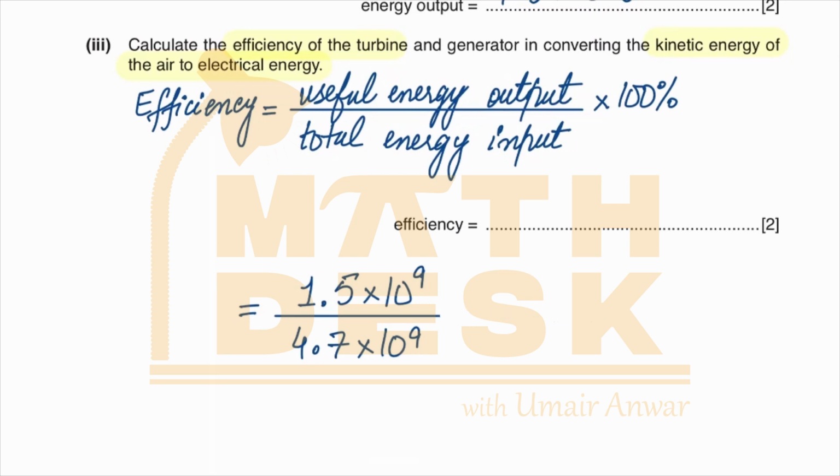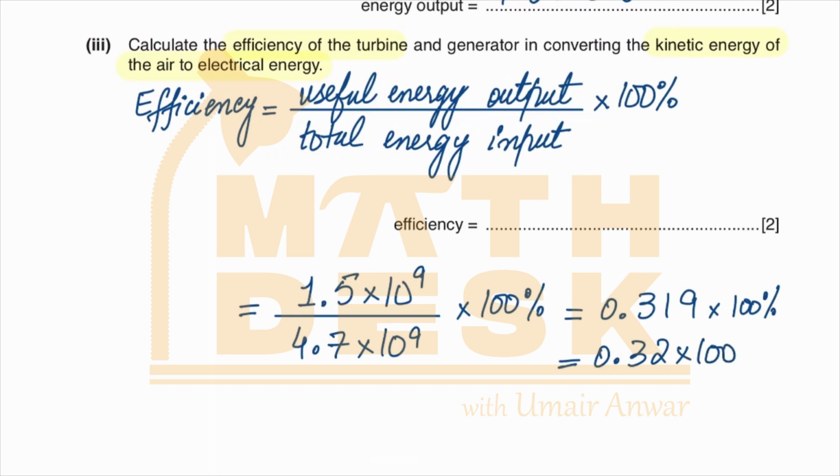And since we are giving our answer in the percentage form, we would multiply it with 100 also. So we get the answer as 3.319 multiplied by 100%. If we convert it into two significant figures, the answer would be 32% for this part. So the efficiency of the turbine and the generator is 32%.